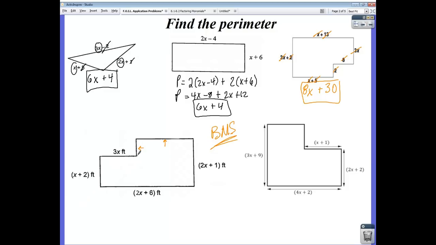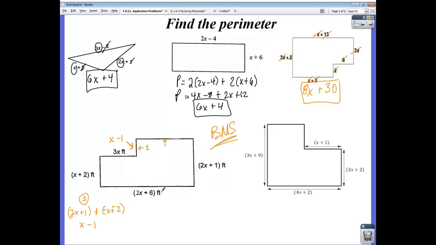So if I'm going to call this side 1, to figure out side 1, I do 2x plus 1 and take away from that x plus 2. When I do that, I change the sign. So I'm really saying 2x minus x, which is x, and then 1 plus negative 2, which is negative 1. So this side right here is x minus 1.